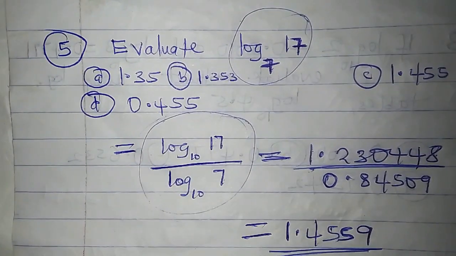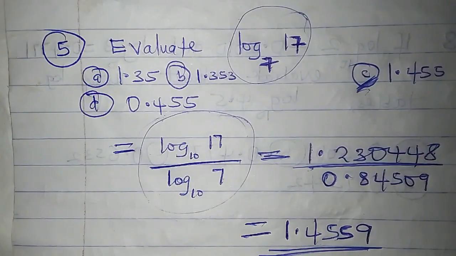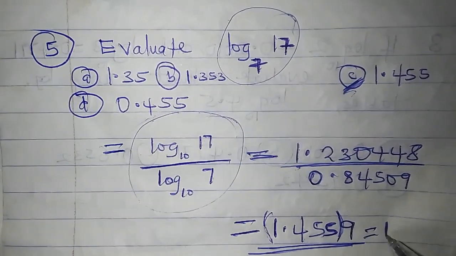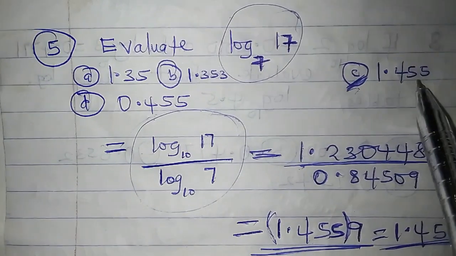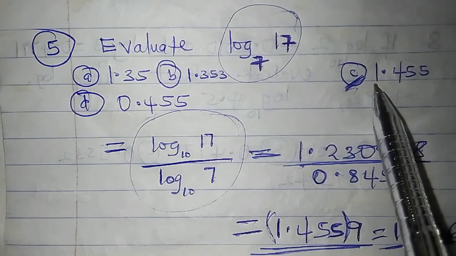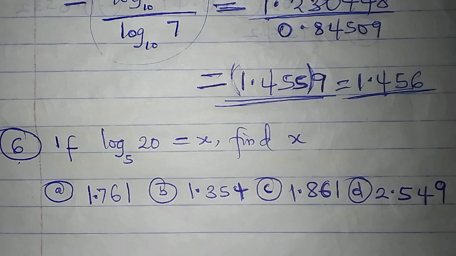Alright, I think I can see this option here as option C. If I approximate to 3 decimal places, it will be 1.456. And of course, this is the only answer closest to this. So this is correct. So I want you to solve question 6 for me and drop the answer in the comment section. Log 20 to base 5 equal to x.